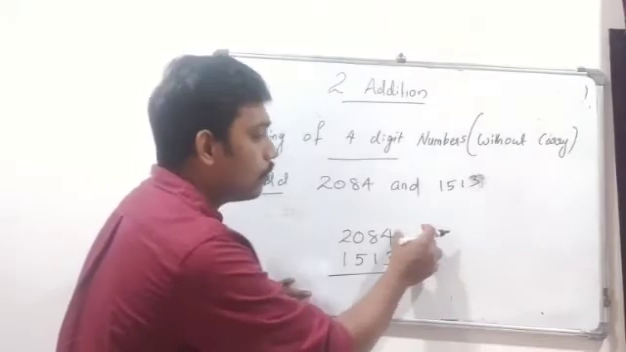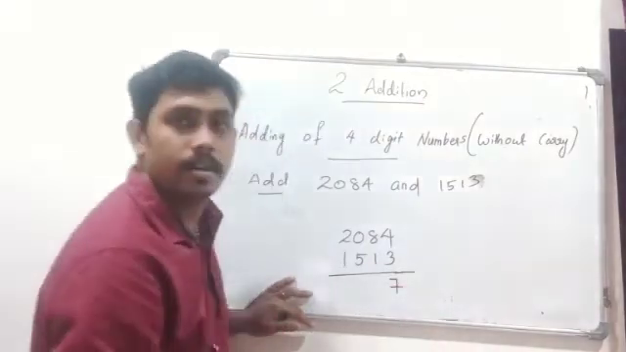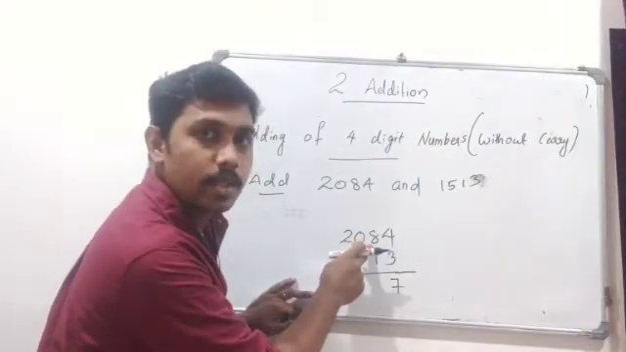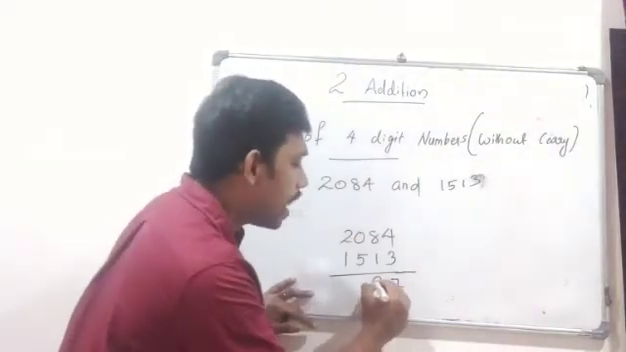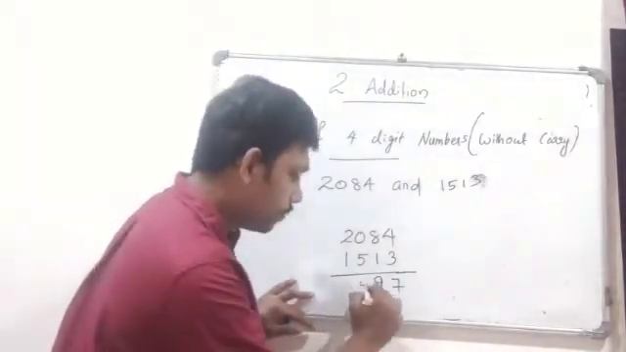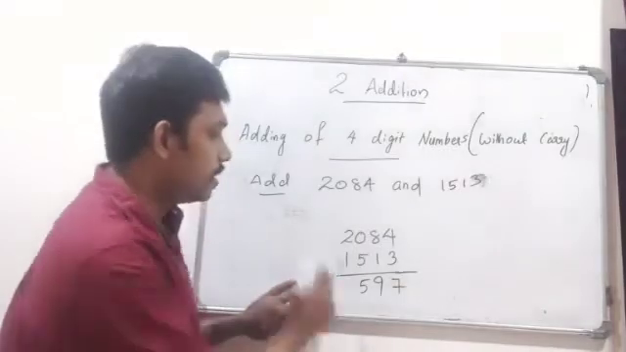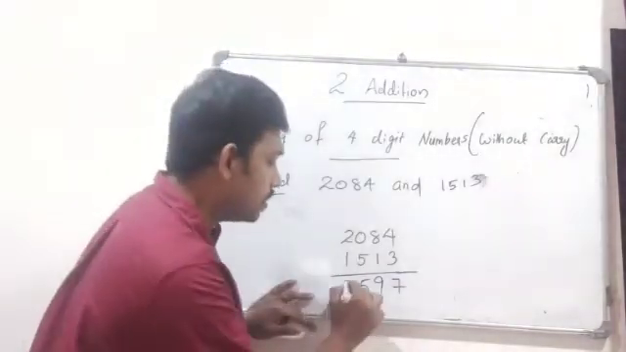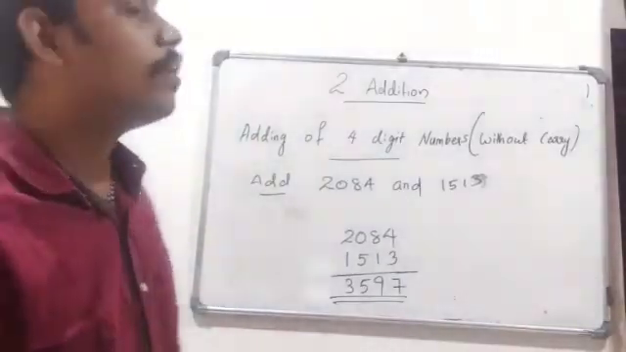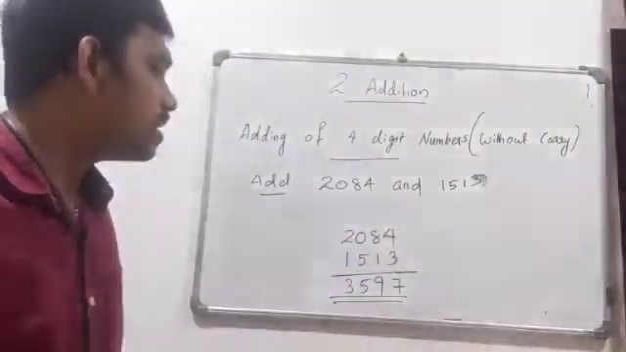Come on, let's add 4 plus 3. What is the answer? Answer is 7. And then come to the next place, 8 plus 1. What is the answer? It's simple, answer is 9. And then 0 plus 5 is 5. And then 2 plus 1, answer is 3. So this is very simple for adding 4-digit numbers without carry. Just add the given digits in the places. So we got the answer 3597.